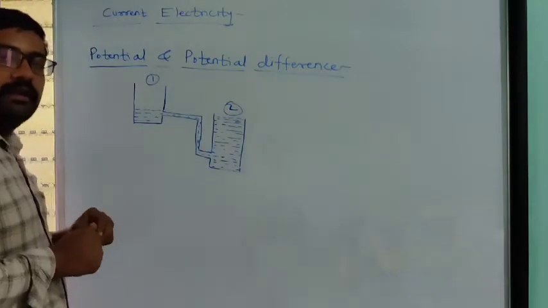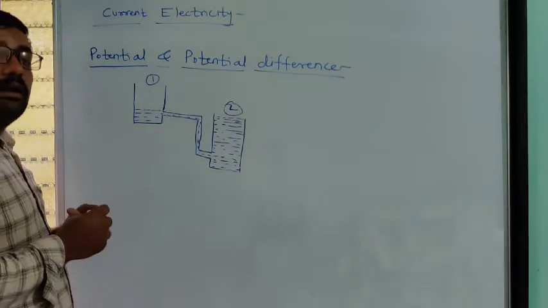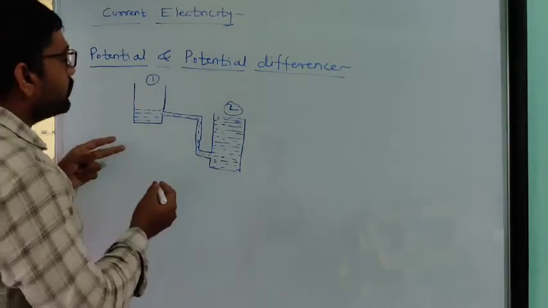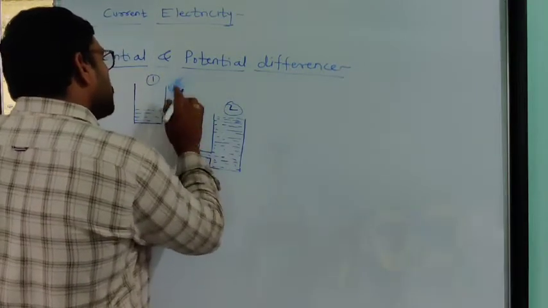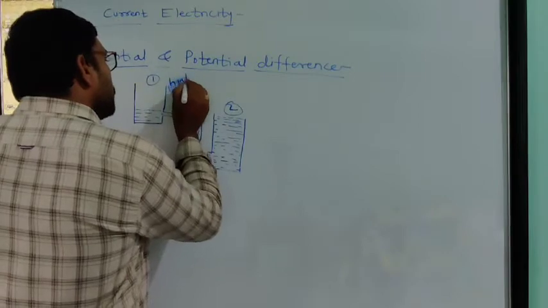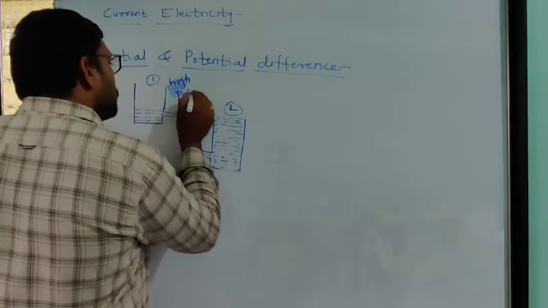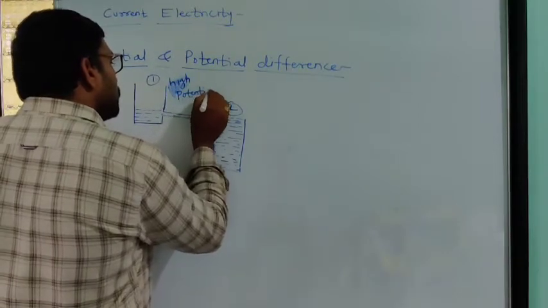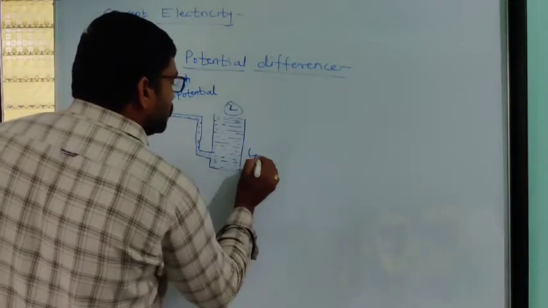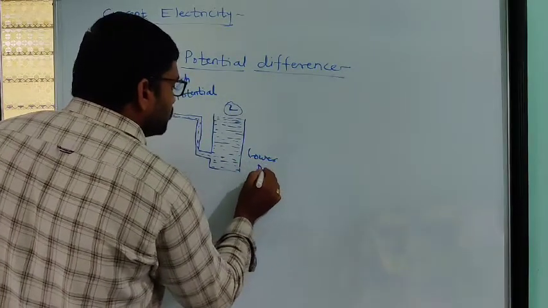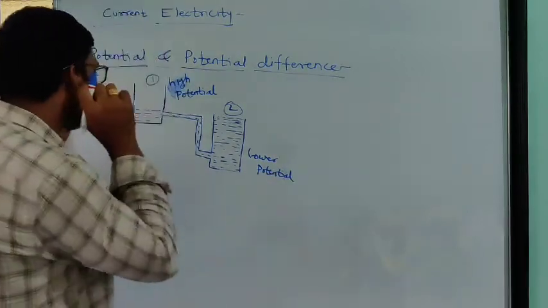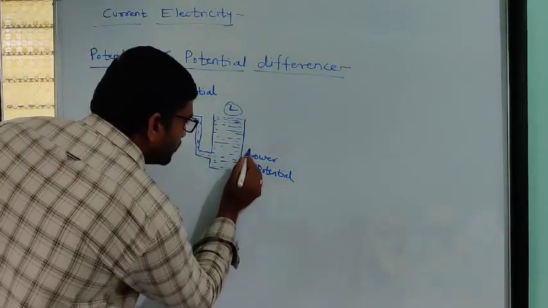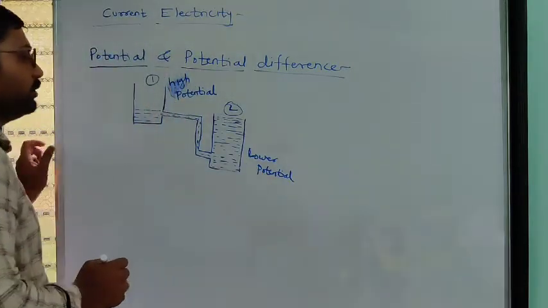So for our convenience, to understand, we can say that this is at higher potential, and this is at lower potential. This is higher potential and this is at lower potential.